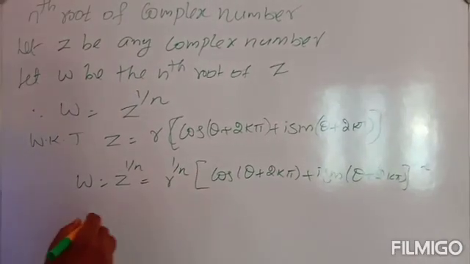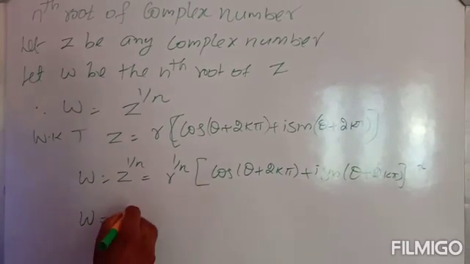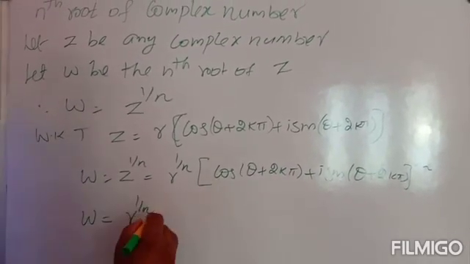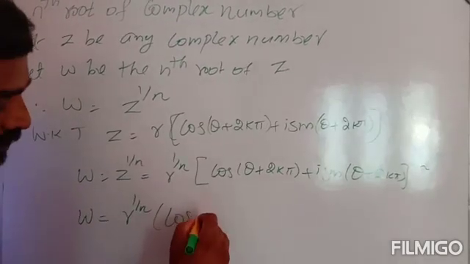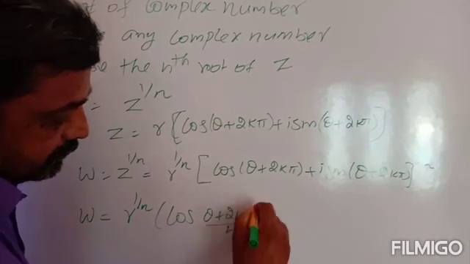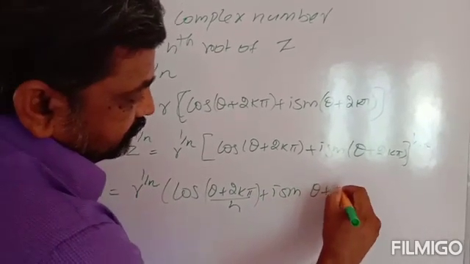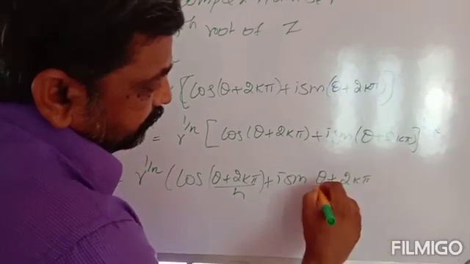So applying De Moivre's theorem, omega is equal to r power 1 by n into cos theta plus 2k pi by n plus I sin theta plus 2k pi by n.